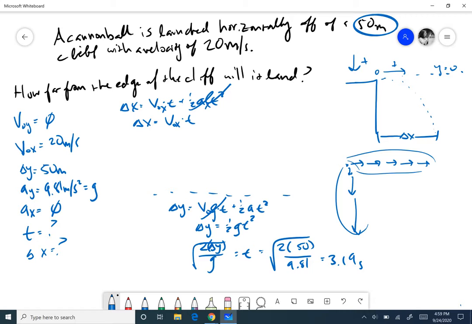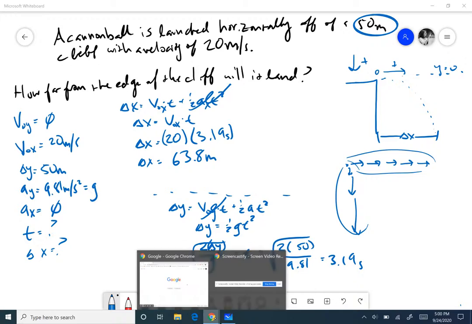Let's plug it in. So delta x equals v naught. So v naught in the x direction, that is 20. And then time, that is our 3.19 seconds. So if I multiply that together, I'm going to get 63.8 meters. So that means we have changed our horizontal position by 63.8 meters. Not bad. Hope this has been helpful.